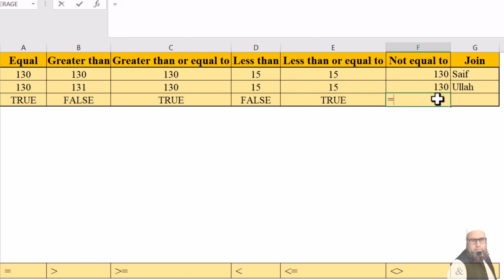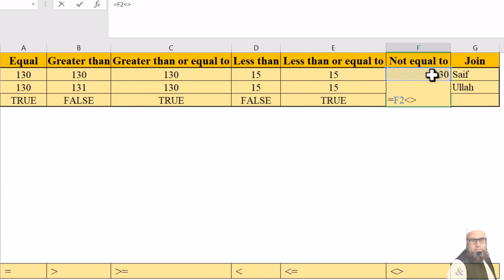Not equal to: first value, not equal to sign, second value, and it returns true if both values are not equal. Both these values are equal, so Microsoft Excel returned false, since both these values are not unequal.